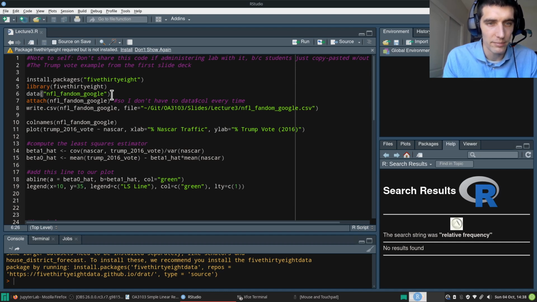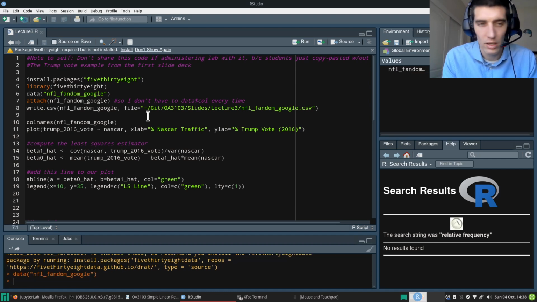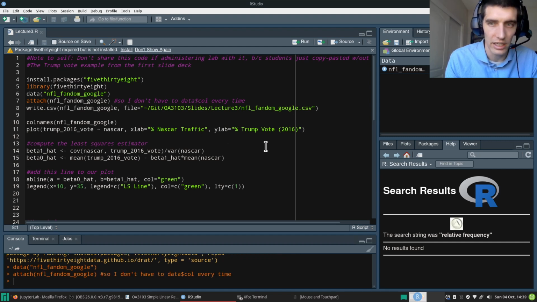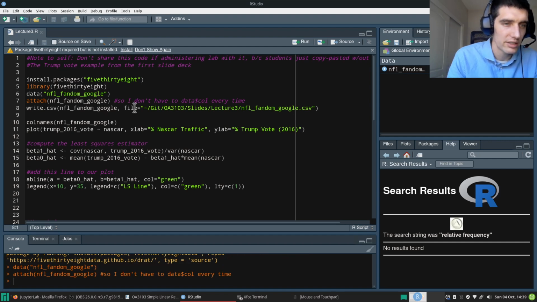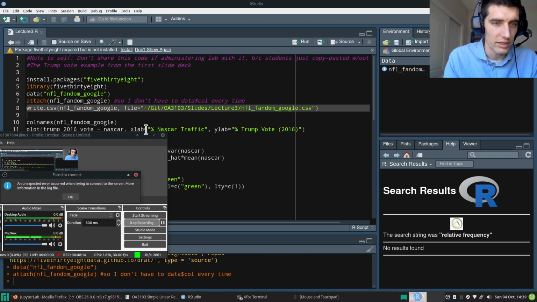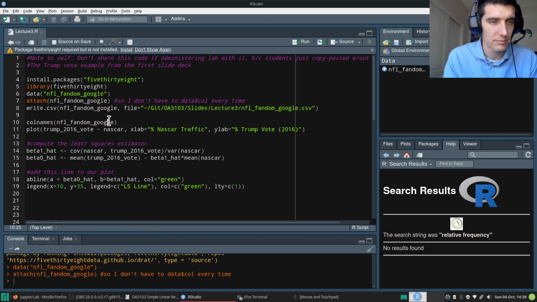This is the name of the data set. Okay, so I'm going to attach the data set. When I run attach, that just means that I can refer to a column by name instead of having to do data frame column. So, attaching the data set. And then this is something, don't run this. This is something that I used just to save this as a CSV so I could access it later.